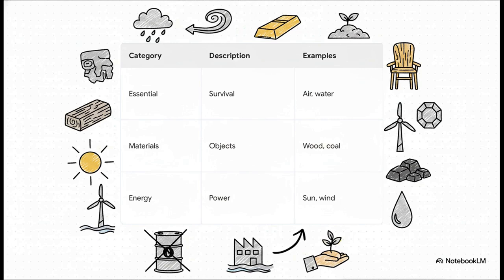Bucket number 1, the absolute essentials for life. We're talking air to breathe, water to drink, soil for growing food, stuff we literally need to survive. Bucket number 2 is materials. These are the physical gifts from nature that we use to build and shape our world, from the wood in your desk chair to golden jewelry. And the third bucket is energy. This is the fuel powering our modern lives, like coal, petroleum, sunlight, and wind.